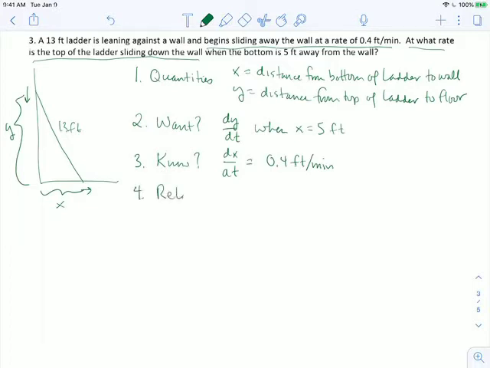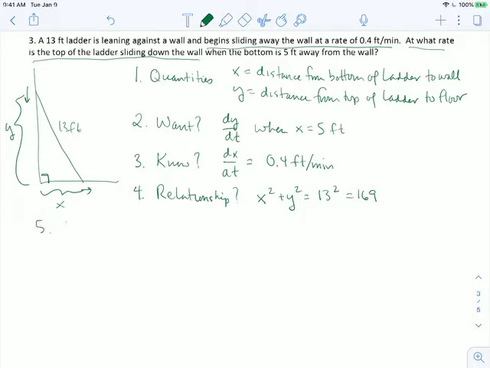Now we're looking at a relationship. Hopefully we can visualize that the wall and the floor form a right angle, and so we can see a right triangle here. And one of the relationships that sometimes we work with when we have right triangles is the Pythagorean theorem. And in this case, the hypotenuse is 13 feet long, and so our relationship is x squared plus y squared equals 169.